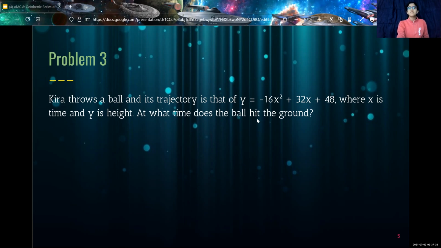Okay. So someone in the chat put a negative answer. The reason that would be wrong is because time is never negative. You can't say, oh, a second before I threw the ball, it hit the ground, because that doesn't happen. In life, that doesn't happen. It always happens after. So that means that x, which is the time, has to be positive. So you have to find the positive root of this, right?